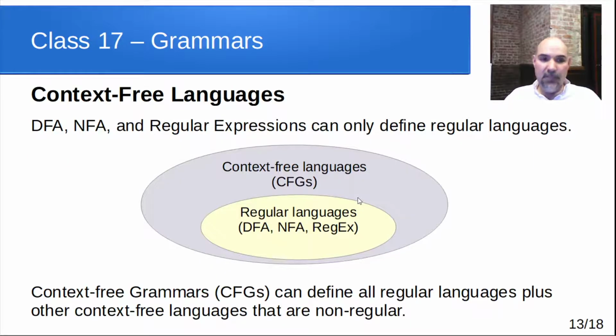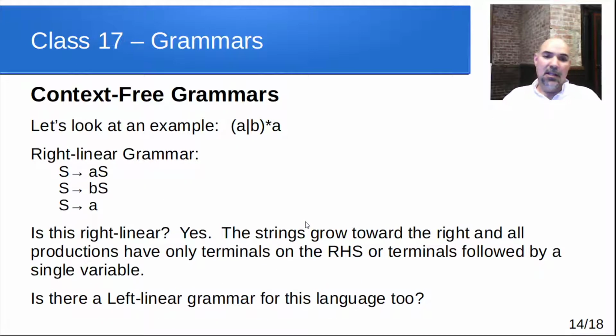Now, to recap what we're talking about here, DFAs, NFAs, and regular expressions can only define regular languages. And I would also add regular grammars onto that list. So regular grammars, DFAs, NFAs, and regular expressions can only get us regular languages. But context-free grammars can define all of those, but also other languages that are not regular, that are outside of what we can touch with those. All right, so let's look at a quick example here.